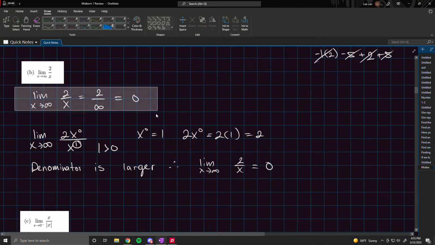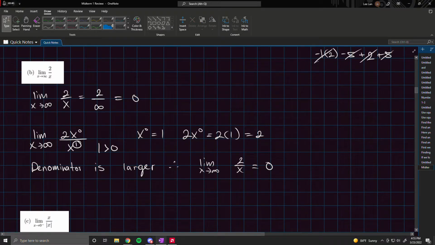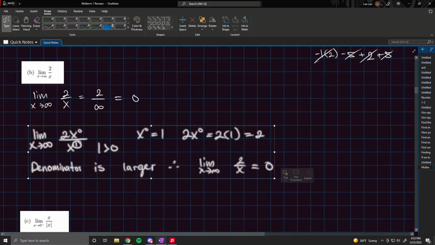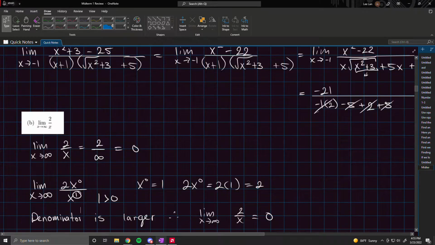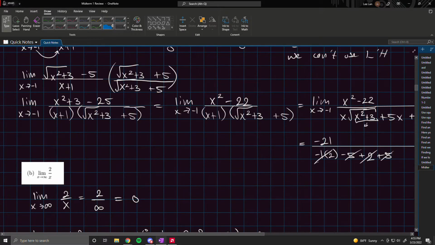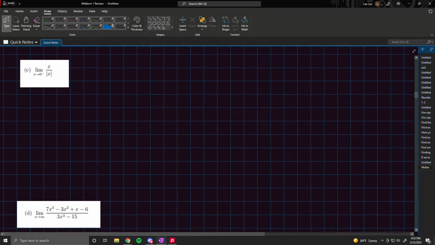I personally like thinking about it like this because I know that anything over infinity is 0, but you could also think about it in the context of limit laws, where the power of x in the denominator is larger, so in that case, the limit will just be 0. So that's two ways of going about 3b. Okay, so let's move on to 3c.